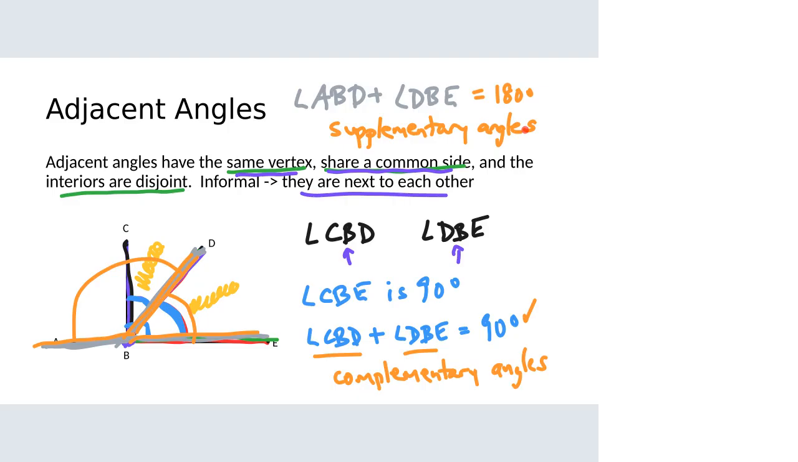A couple of the key takeaways from this page are adjacent angles are next to each other. We could say ABD and DBE, they're adjacent. Even though one's obtuse and one's acute, they're adjacent. Also, if two angles add to 90 degrees, we call them complementary. If two angles add to 180 degrees, we call them supplementary. Let me know if you have any questions on that.